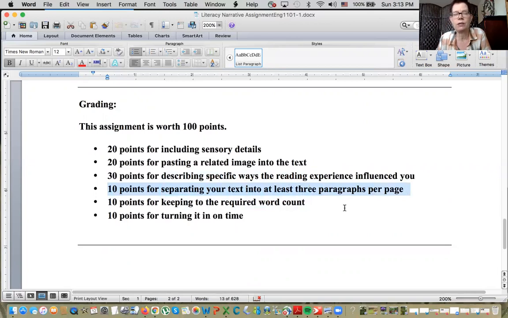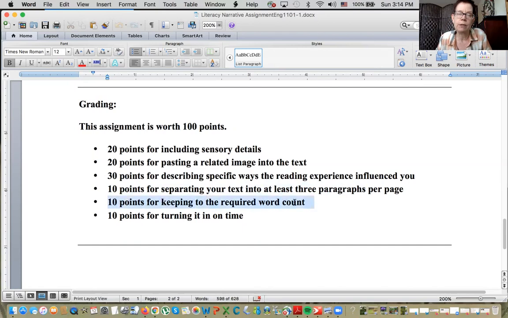Now, some people ask me questions about this. Is it really necessary to include that? Actually, it really is, because I get a lot of papers submitted to me that are not broken up into paragraphs, and that makes your writing unreadable. It really makes your writing unreadable. You need to separate your work into paragraphs. Otherwise, it just is this big, intimidating block of words that hurts the brain. It literally hurts the brain to not have it broken into paragraphs. So not just break it into paragraphs, but into at least 3 paragraphs per page. So please follow that guideline.